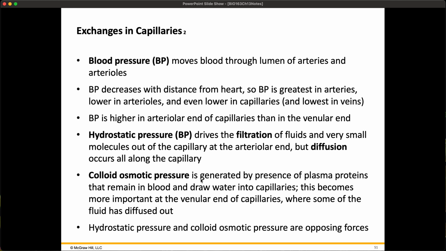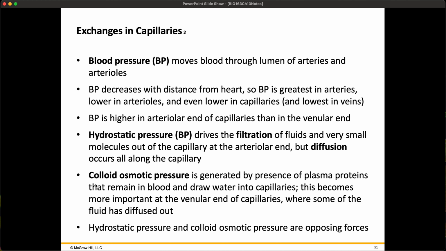Colloid osmotic pressure is generated by the presence of those plasma proteins. We said plasma proteins tend to stay in the blood. They do not filter out. They do not diffuse out. And so they stay in the blood and draw water back into capillaries. This becomes important at the venular end, where some of the fluid has diffused out. At the arterial end, hydrostatic pressure is pushing oxygen and other substances out, but it's pushing a lot of water out. As that water gets pushed out, the plasma protein concentration relatively becomes higher. That's what colloid is referring to. Colloid is a protein-rich fluid.